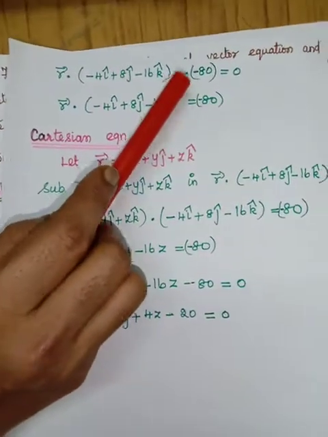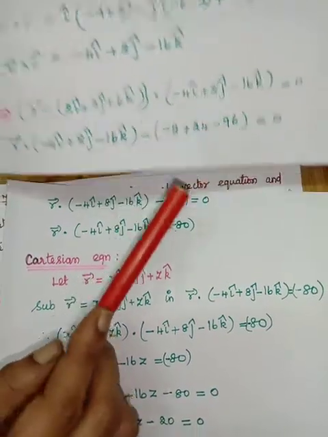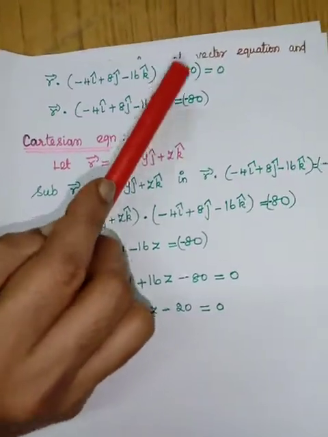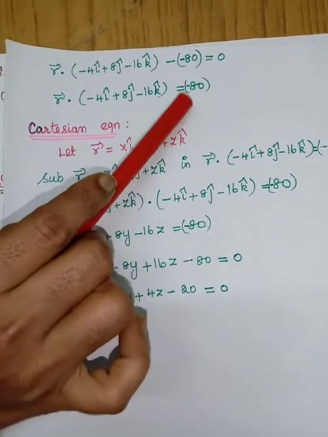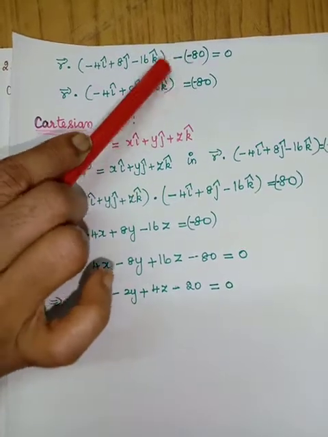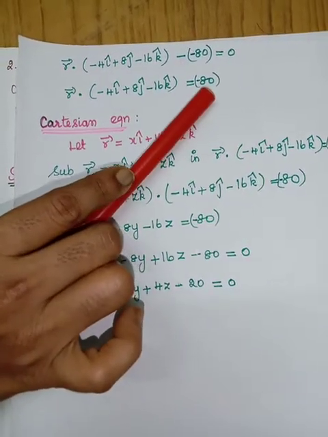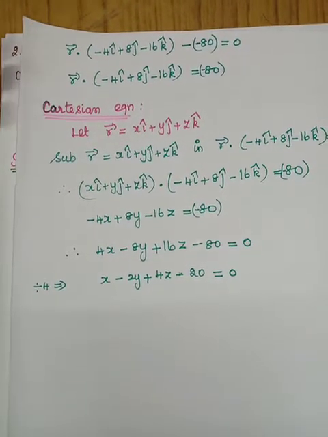Already in the front you are having minus. So minus into minus is plus. Otherwise, when you take this minus 80 to the next side, you will have minus 80. So minus of minus 80 is plus 80, and when you take it to the next side, it is minus 80. So this is the non-parametric vector equation of the plane.